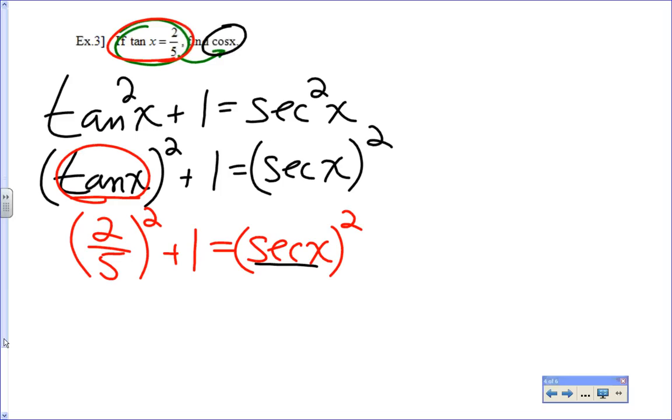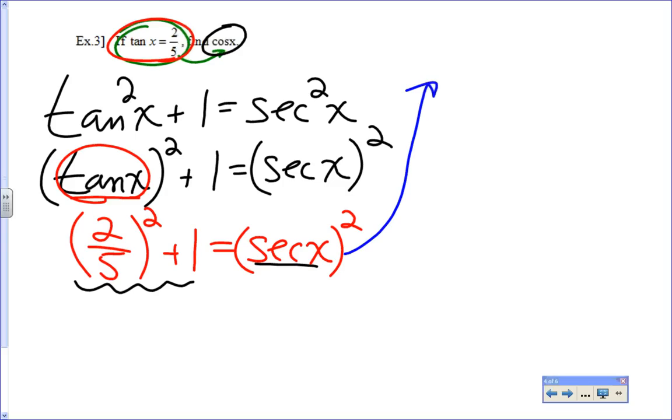So we got that square. We know how to deal with that. But what's this on the left side? Isn't this just a number? Why don't we find out what that number is, and then we can deal with that square on the other side. So let's come up here. How about 2/5 squared? Squaring fractions is not as scary as people think.